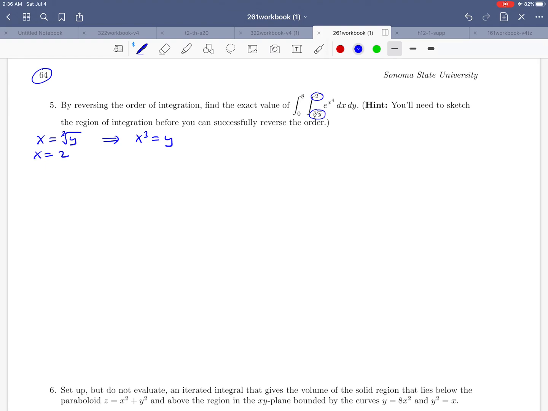Since those are our bounding curves, let's go ahead and sketch the region. So y equals x cubed is a curve that looks like this in the first quadrant, and x equals 2 is just a vertical line. So those two curves there and there. I'm going to label those: x equals the cube root of y on the left, and then x equals 2 on the right. And one thing that might be of interest to us is, what is this point of intersection up here?